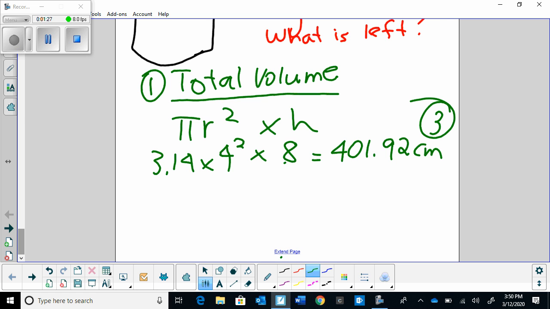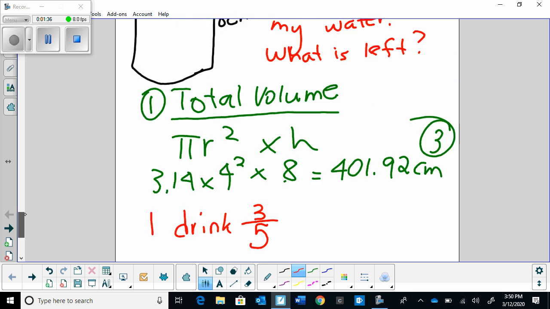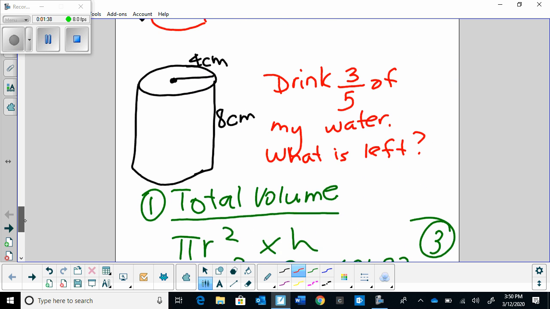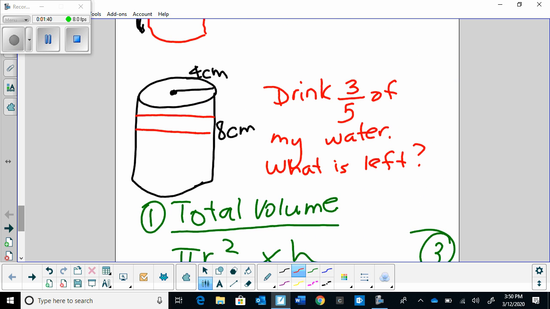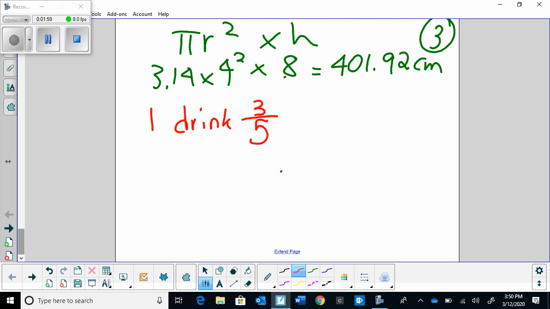But I need to figure out, I drink 3/5 of my water, but I'm looking at what's left. I'm not looking at how much I drink. Well, let's split this into 5. So 1, 2, 3, 4, 5. I drank 3/5. 1/5 is gone, another 1/5 is gone, another 1/5 is gone. The amount that's left in my water bottle is a different fraction. This amount is 1, 2. It's 2/5. So actually, the amount that's left, that's 2/5.